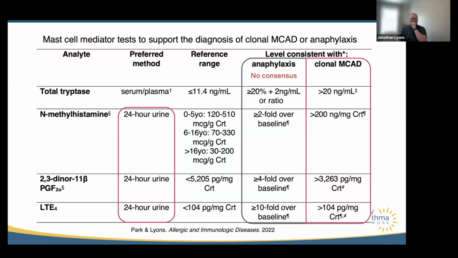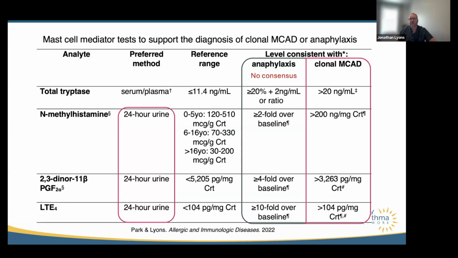Ignoring tryptase, I would point out there's no consensus on the level you need to meet to reach anaphylaxis for any of these others. Some people have proposed a doubling, even for the 2,3-BPG shown down there, that's the 2,3-dinor-11-beta PGF2 alpha. But the published data, which are limited, would suggest cutoffs closer to at least 2, if not 4, or 10-fold, depending on the mediator you're measuring. Conversely, when we're trying to diagnose clonal mast cell disorders, there are cohort studies showing fairly good specificity of specific levels being associated with clonal mast cell disease in patients that are already diagnosed.